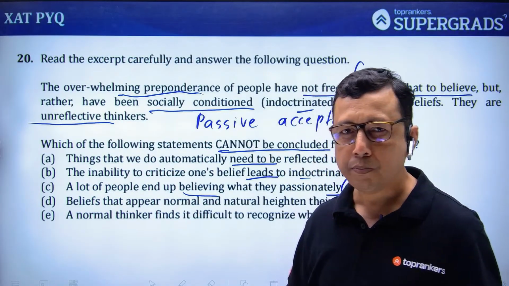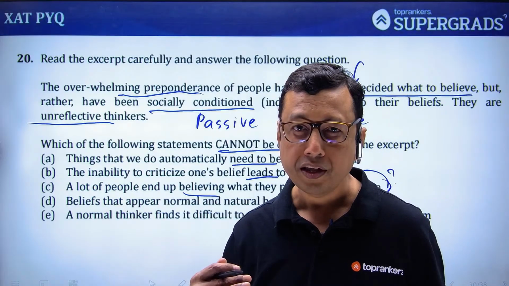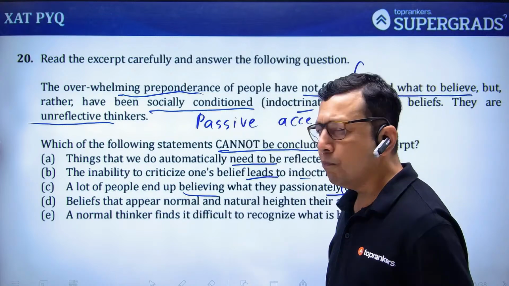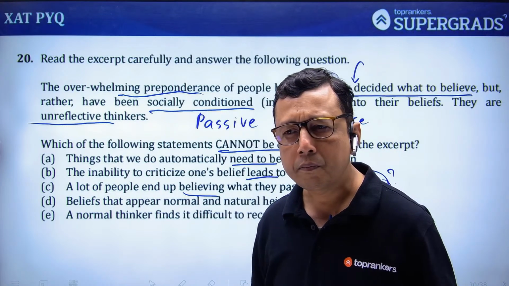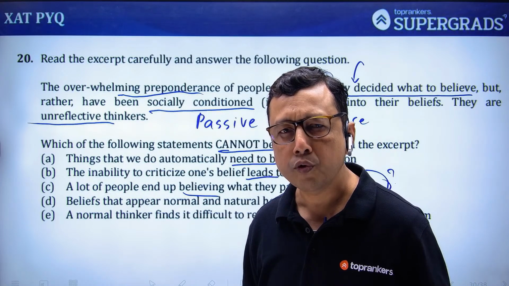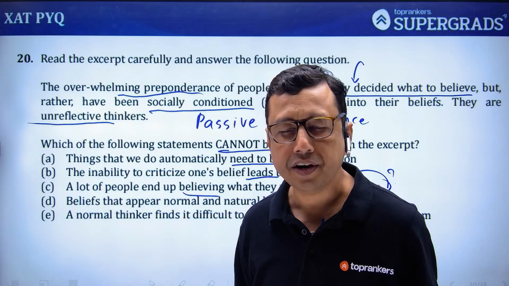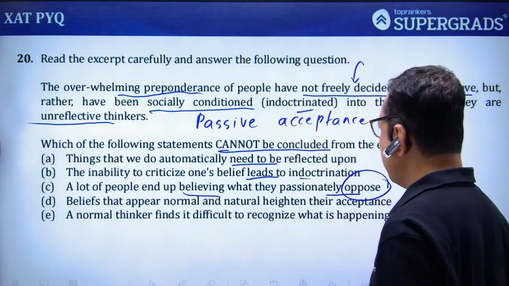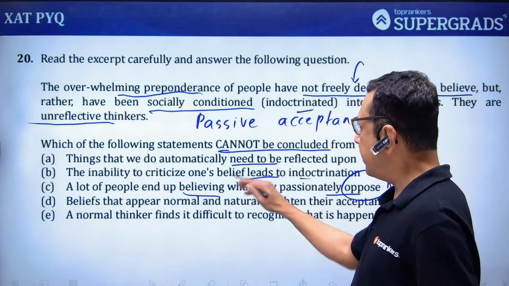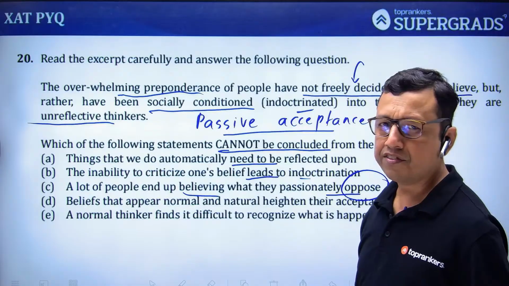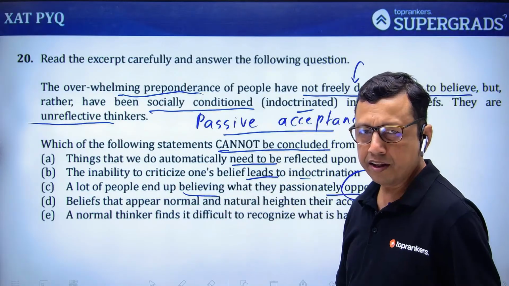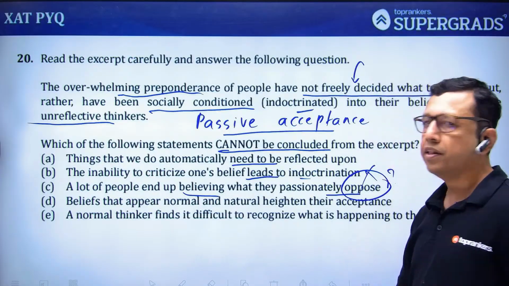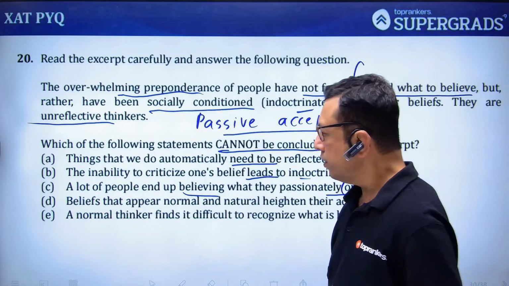No, the author is generally saying that we are forced to believe anything because we are sort of indoctrinated and we don't think, that's about it. So this kind of reversal indicates a case of passive acceptance, not this kind of reversal wherein we believe something which we oppose. This is not mentioned in the passage, and therefore this is the answer.